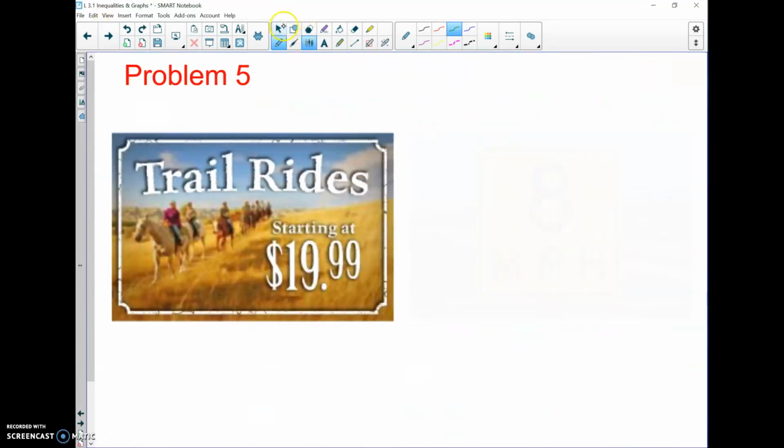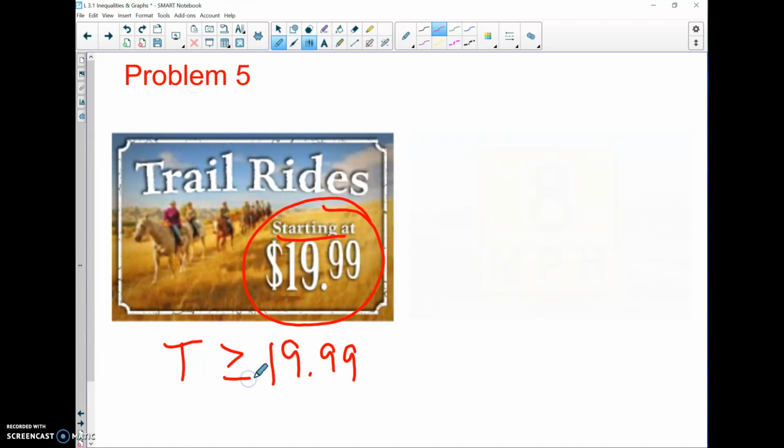And finally, the last type of problem has to do with words or a story type problem. This picture depicts an advertisement for trail rides, and the trail rides are starting at $19.99, which means the cost for a trail ride, T, is going to be $19.99. But the word starting at implies that it could be more than $19.99, so the inequality that this picture represents is T is greater than or equal to $19.99.